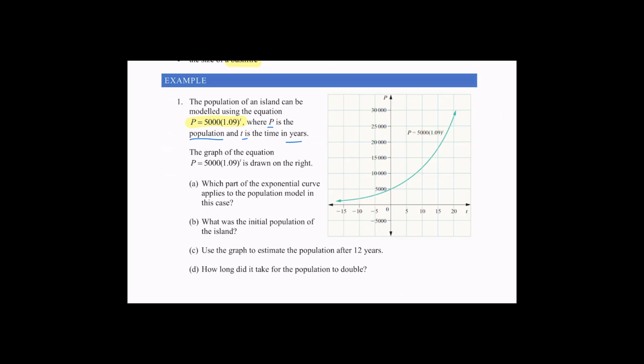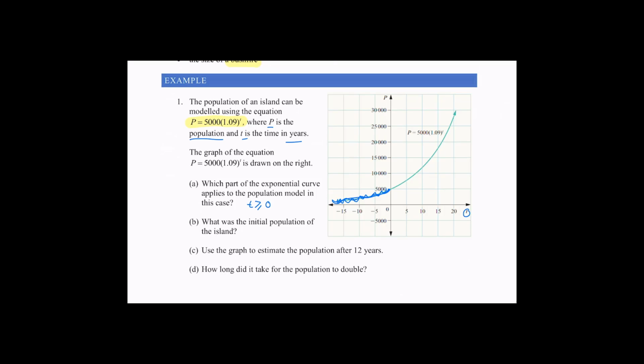So this graph is showing you the entire graph, but I'm not interested in anything over on this side. And if you think about it, it's because this is showing time and I can't have negative time. So I'm only interested where t is greater than or equal to 0. That's the only part of the graph that I'm interested in. And then we just have a few questions to answer.